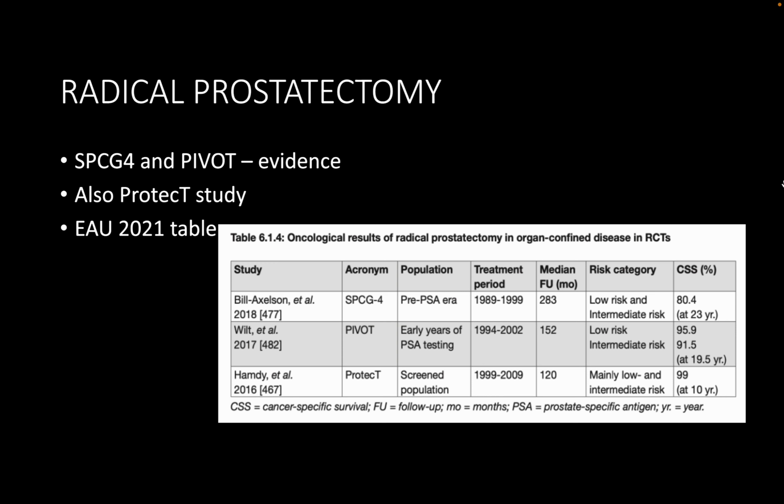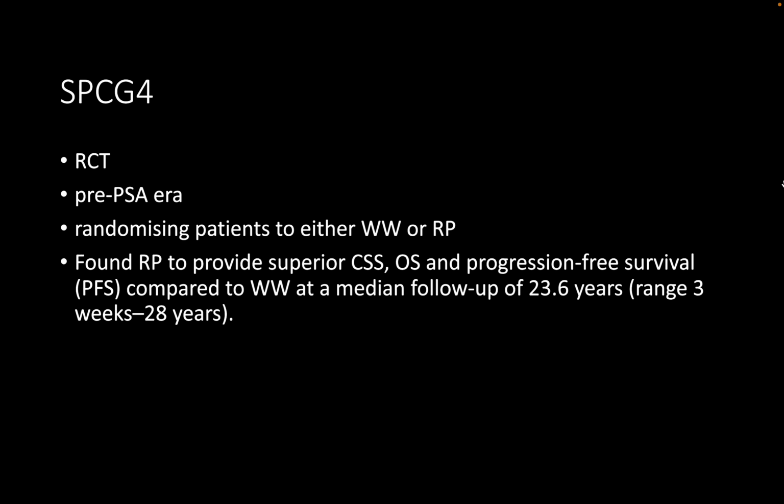And they, in that group, they did find a difference in disease-free survival and overall survival. But again, they probably had a much higher proportion of higher risk prostate cancers in those groups. The other trial was the PIVOT trial, which was, again, more into the 90s, and that was as PSA screening was taking off. But that was done in America with the Veterans Association.